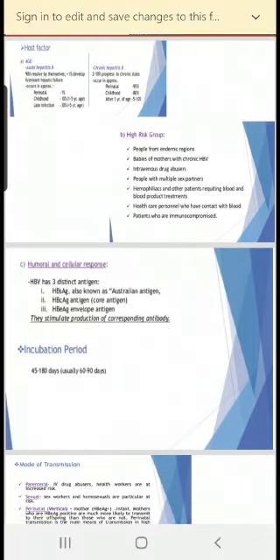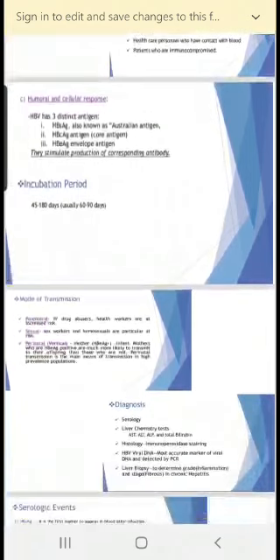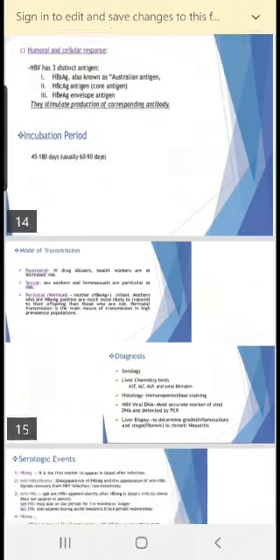And the third one is the response, which depends upon three antigens I have told you before: HBs, HBc, which is the core antigen, and HBe, the envelope antigen. HBs, I told you, is an Australian antigen, so you need to get back and follow the history of this antigen. The incubation period, as I told you, is more than a month, usually maybe 2 months as well.